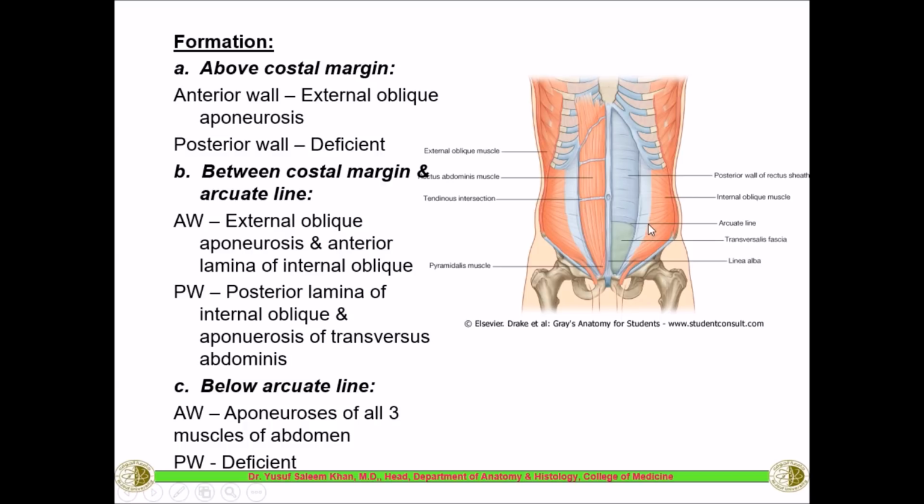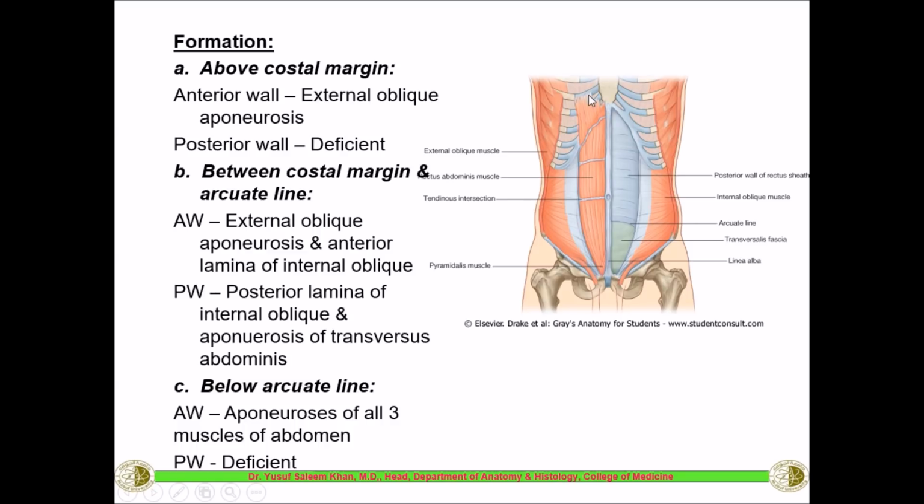Above the costal margin, the anterior wall is formed by the external oblique muscle, because this muscle will be in front of this and extends. The origin of this muscle is from the lower 6 as well as the lower 8 ribs. It will be covering this muscle also, in the form of an aponeurosis, and this external oblique muscle will be covering the upper part of the rectus abdominis, or it forms the rectus sheath.